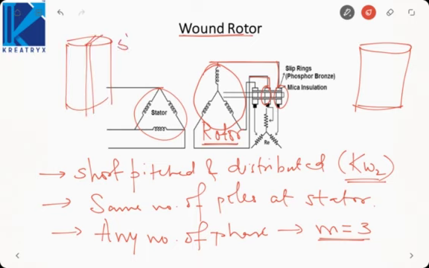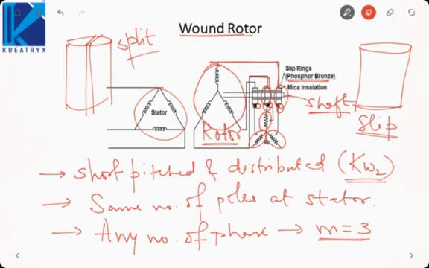Slip rings are usually made of phosphor bronze, and we have mica insulation between the shaft and the slip rings. Otherwise, if slip rings are directly connected to the shaft, they will carry the rotor current, and that current will flow through the shaft, which is undesirable. So that is why we have to place insulation between the slip rings and the shaft. And external resistance is connected to the brushes through the slip rings.